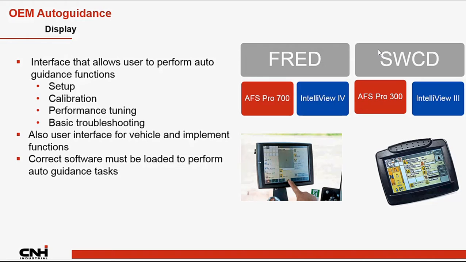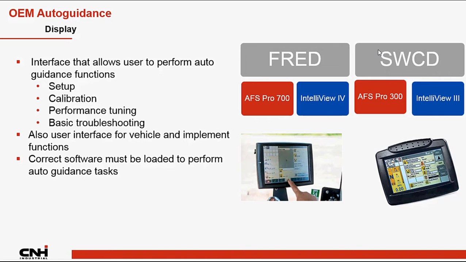We're going to start off with the display. Over to the right you see Fred and then SWCD. Those were the engineering names of these displays. Right below that you see the AFS Pro and then TeleView. The AFS is the Case IH name for the display, and then TeleView is the New Holland name, even though they're the exact same. They have different names. And then the TeleView 4 is the most up-to-date display.